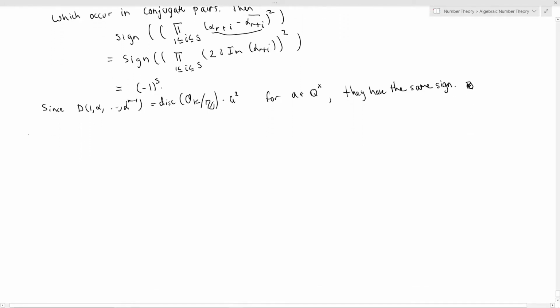The final thing we have to prove is something called Stickelberger's theorem. So this is 24.2 theorem. This is called Stickelberger's. So we're going to let K be a number field.